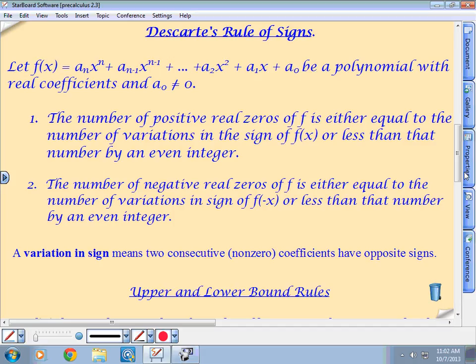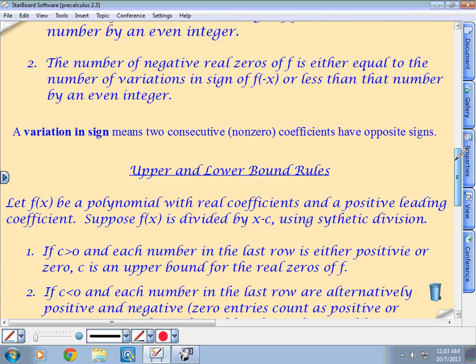You got that? Okay. So that's saying that the number of positive real zeros is either 3, the number of variations, or less than that by an even integer. So what would be less than this by an even integer? We count by 2s, right? So it'd be 1. So that's saying that either this thing crosses the x-axis 3 times or 1 time. That's what Descartes' rule of signs says. And those are the positive real zeros.